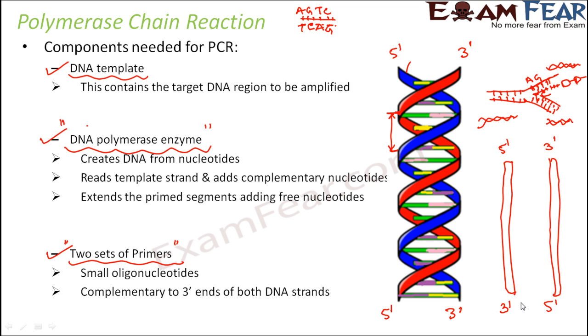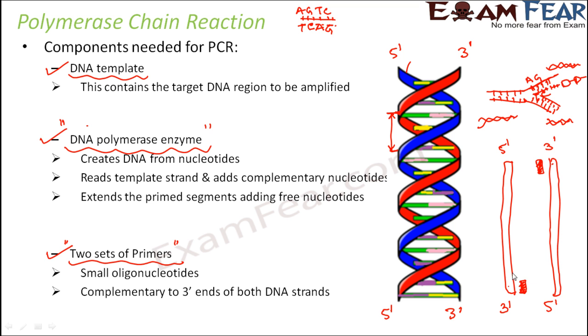For the creation to start, a small oligonucleotide is present towards the 3' end of both the strands. So this is the 3' end, and towards it there is a small oligonucleotide present, maybe 2-3 nucleotides, which are complementary to this strand. Here also this primer is complementary to this strand. So this is called primer. Why is it called primer? Primer is derived from the word primary, because it initiates the process. So it is a primary thing, and that is why it is called primer.